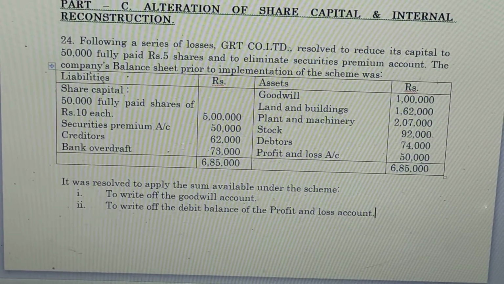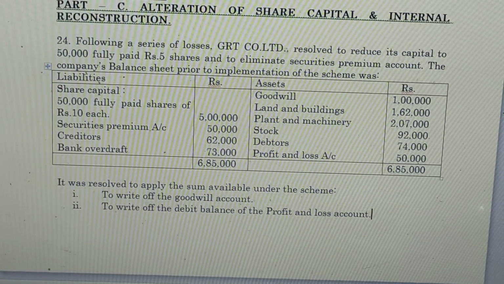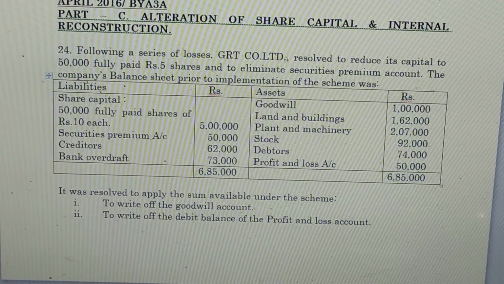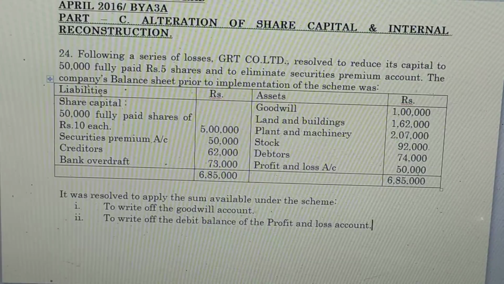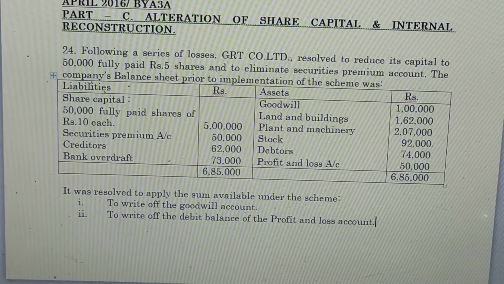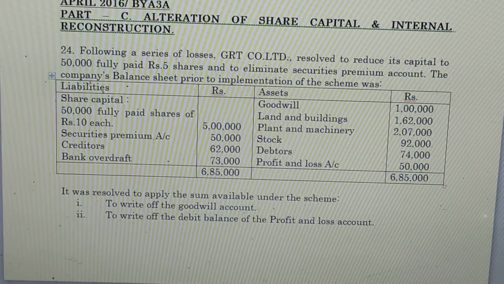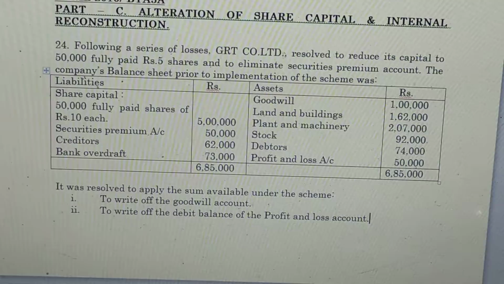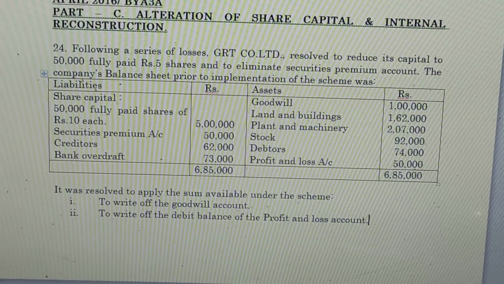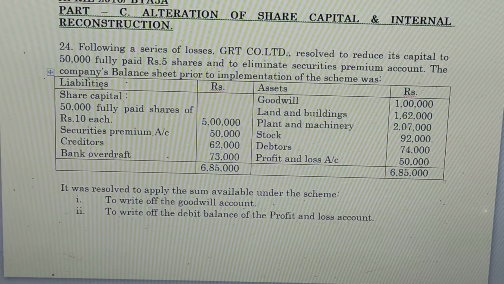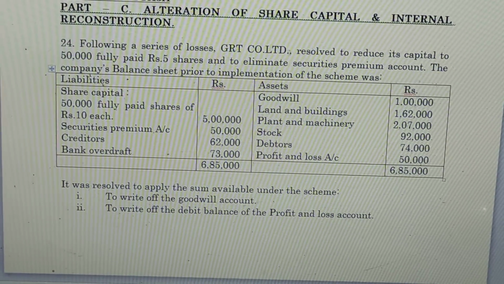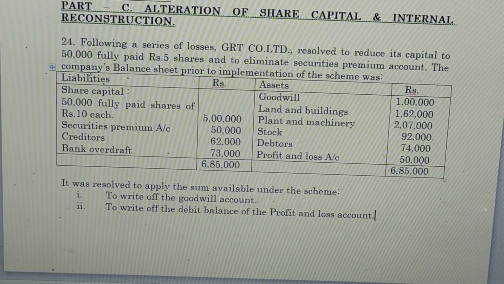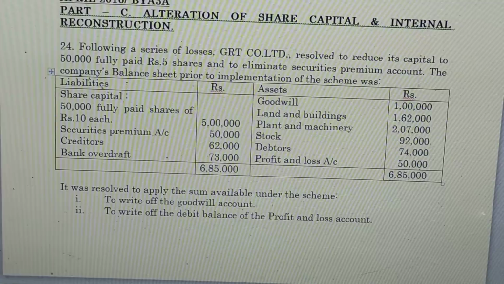Following a series of losses, GRT Company Limited resolved to reduce its capital to 50,000 fully paid shares of rupees 5 each and to eliminate the securities premium account. The company's balance sheet prior to implementation of the scheme, on the liabilities side: share capital, 50,000 fully paid shares of rupees 10 each, the amount is rupees 5 lakhs.